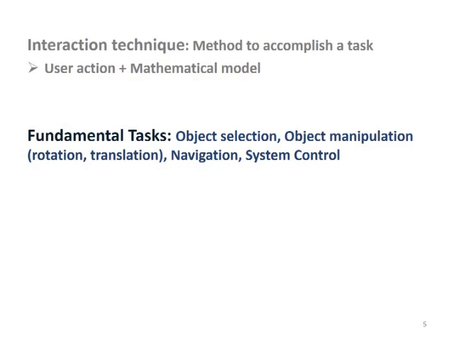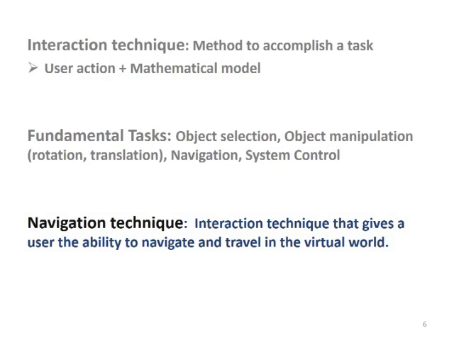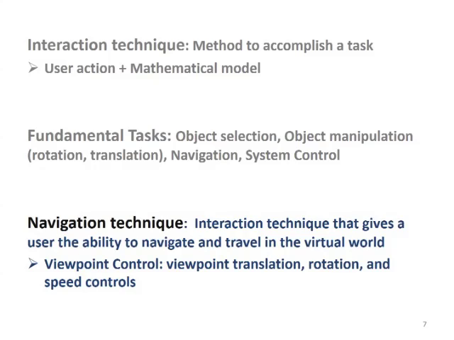In VR, we call those simple tasks universal or fundamental tasks, such as object selection, object manipulation, navigation, and system control. This work was mainly focused on navigation because navigation is an indispensable task, even for the cases that navigation itself is not the main objective in the application. To accomplish the navigation task, users need navigation techniques that should be designed for the viewpoint control in virtual world.